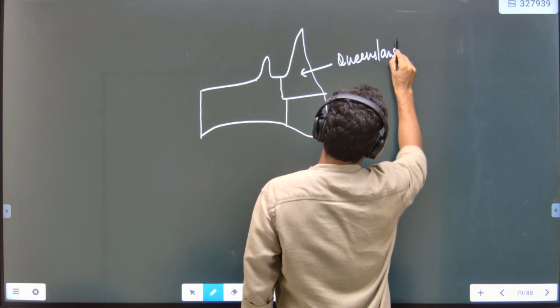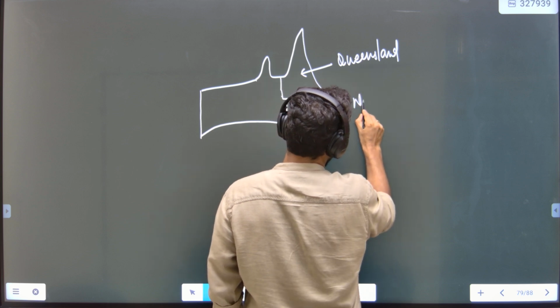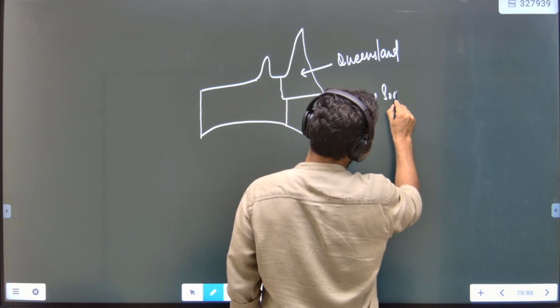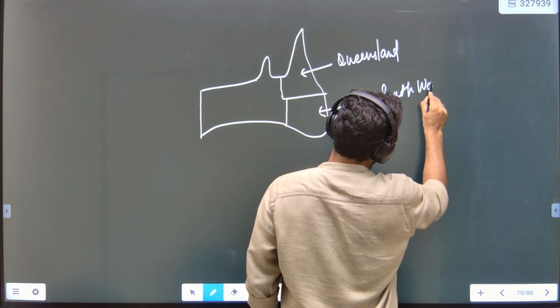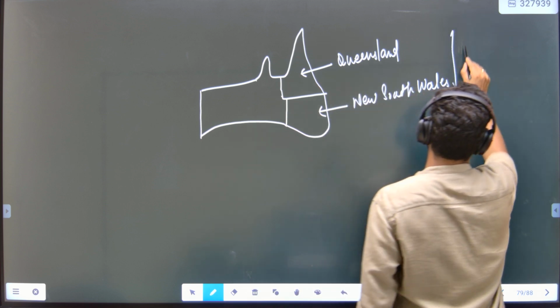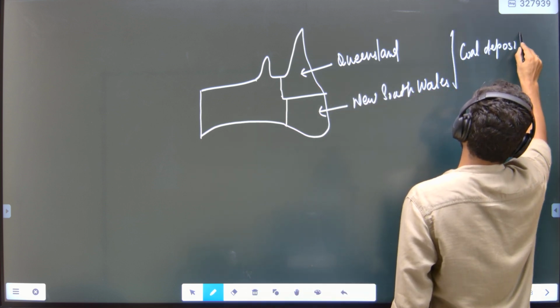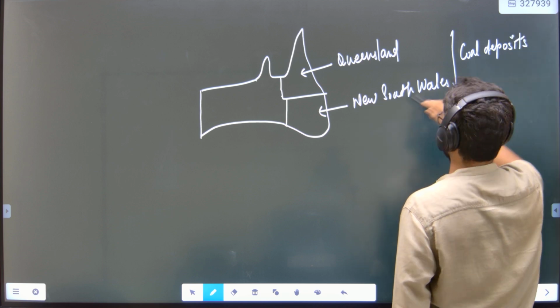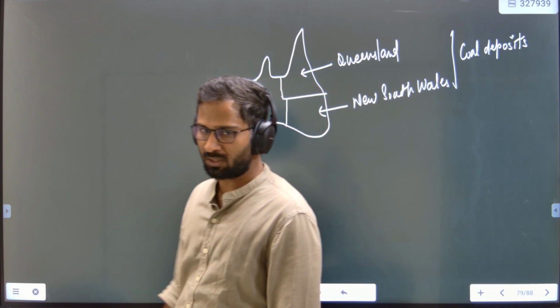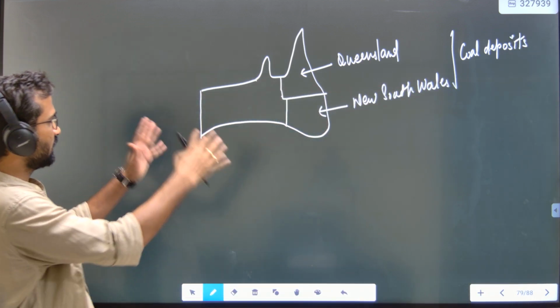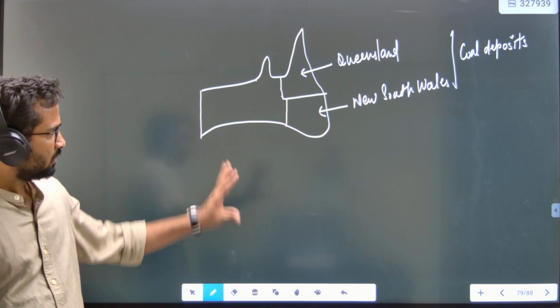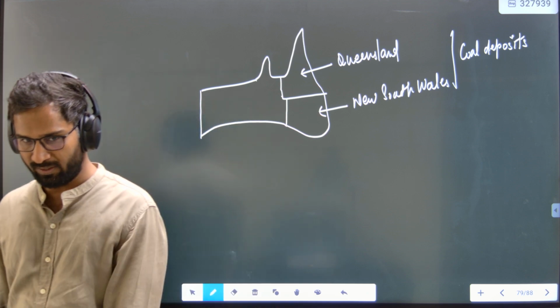Queensland and New South Wales. These two are famous for coal deposits. It does not mean that in other parts we do not have coal deposits, but the majority of the coal deposits are present in Queensland and New South Wales.